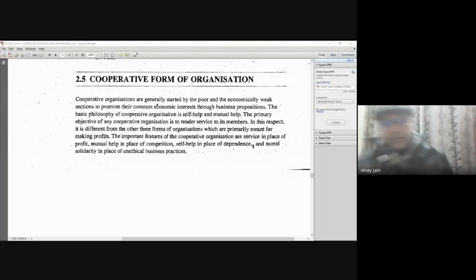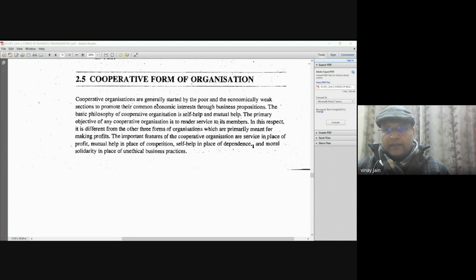Welcome, you guys, to the fourth session of this subject. This is forms of organization that we are going to discuss, and you are a PCA student. Let us start from the cooperative form of organization.